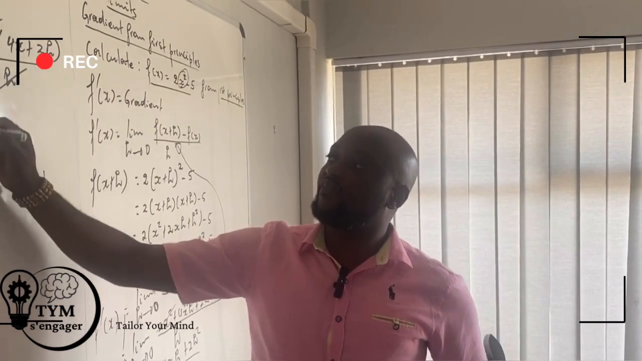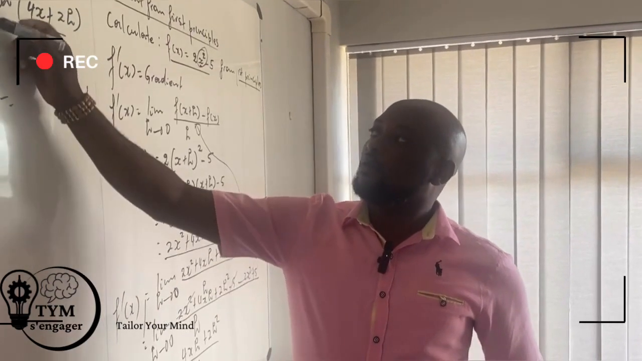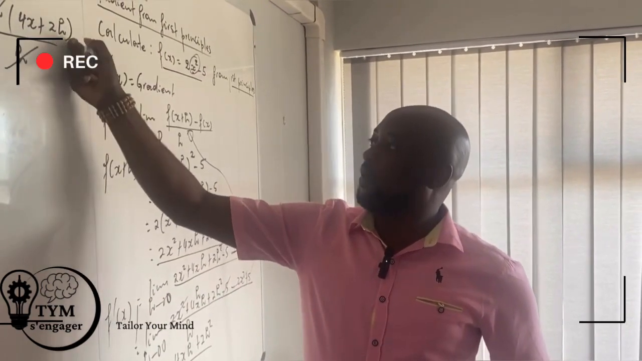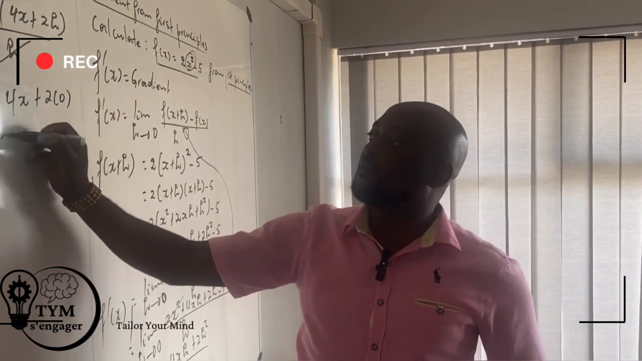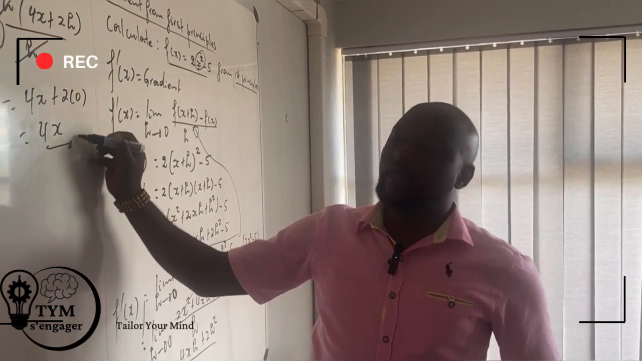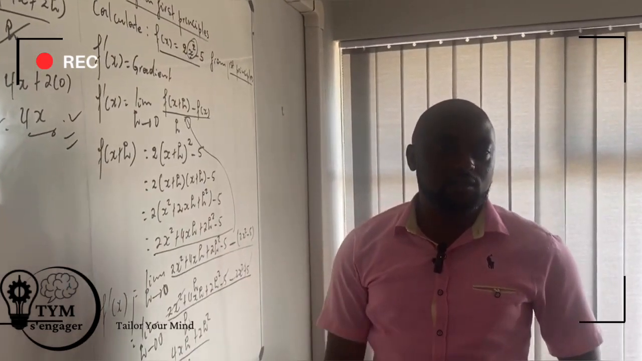Then finally your f prime of x, you substitute 0 where there is h, to give you 4x plus 2 times 0, to give you 4x. That becomes your final answer.